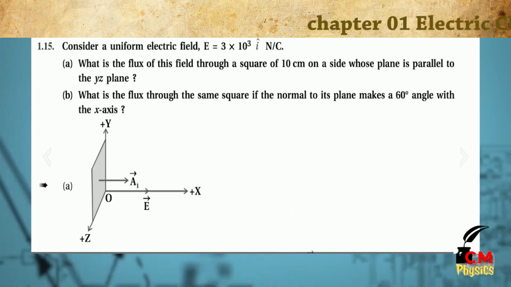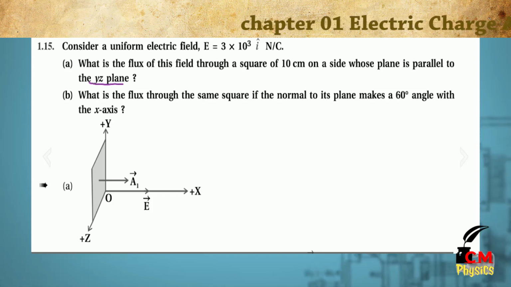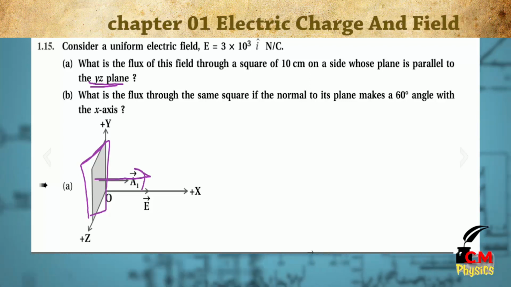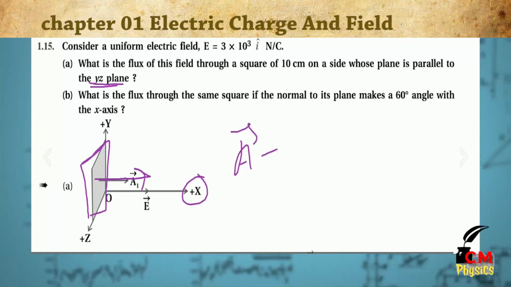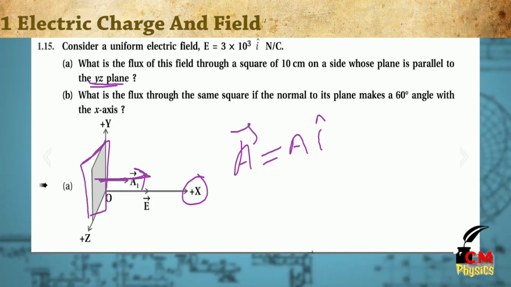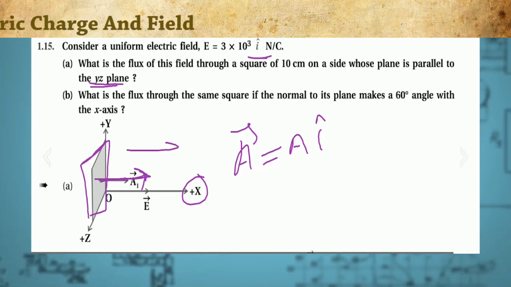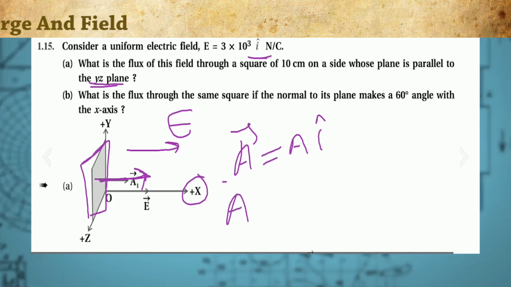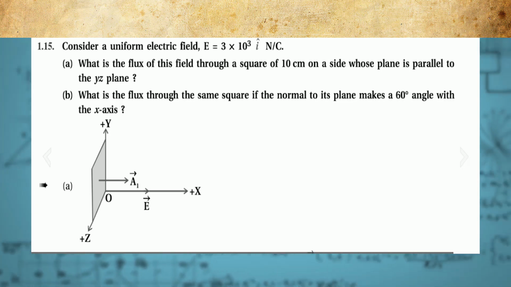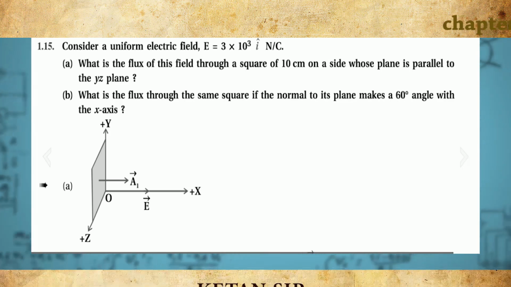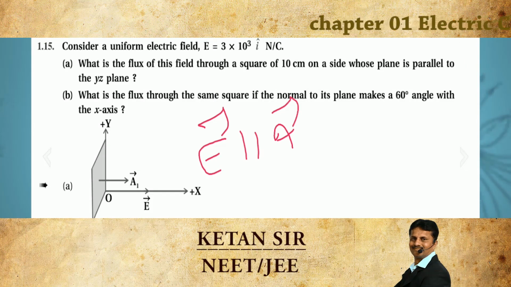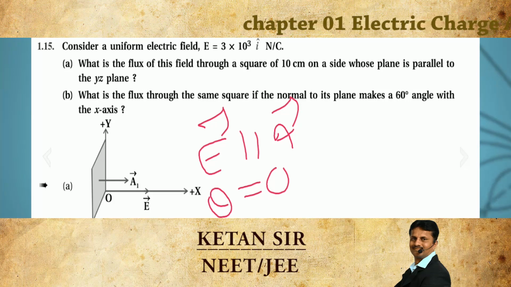In our question, the plane is placed in the YZ plane, then perpendicular to the YZ plane is towards the x-axis. Means area vector is equal to A i cap. Or you can say the area vector and electric field are parallel to each other. That means A vector and E vector are parallel, meaning the angle between them is 0.